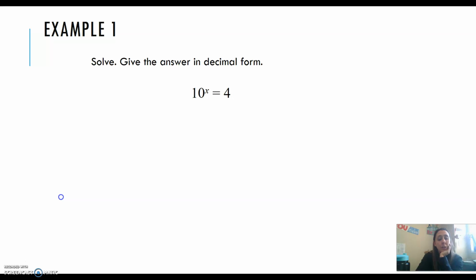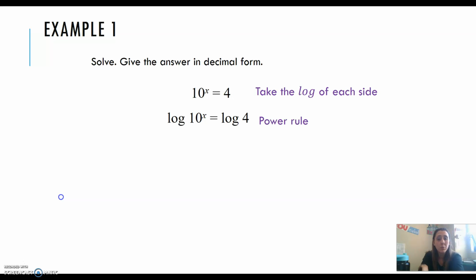Okay, so we're going to start with 10 to the x equals 4. So the first thing we want to do is we need to see, can we get them to the same base? No, we can't. So we're going to take the log of each side. So then we get log of 10 to the x and log of 4. And then we can apply the power rule to get that x out of the exponent. And now we have something, and if we look at this, we have log, and when there's no log written, it's log base 10.